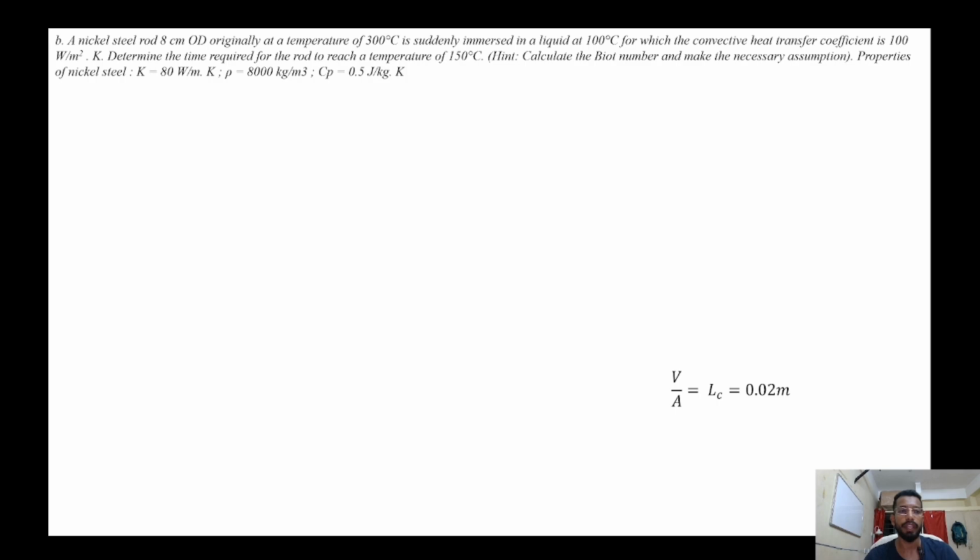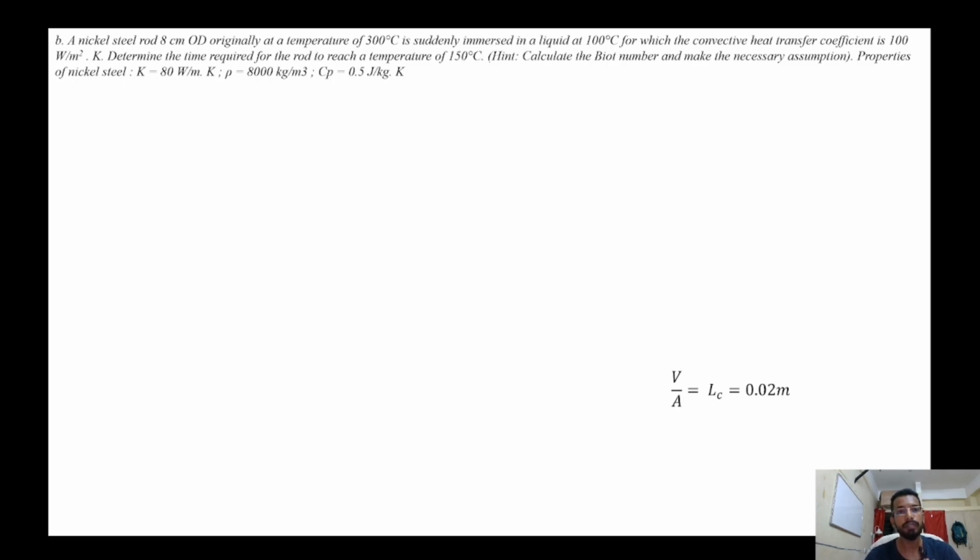A nickel steel rod 8 centimeter outer diameter originally at a temperature of 300 degrees Celsius, so this is the initial temperature of the rod, is suddenly immersed in a liquid at 100 degrees Celsius. This is the atmosphere. Atmosphere is a liquid of 100 degrees Celsius in which the rod is immersed. So TA will be 100 degrees Celsius, for which the convective heat transfer coefficient is 100 watt per meter square Kelvin. Determine the time required for the rod to reach the temperature of 150 degrees Celsius. So we have to calculate the time at which temperature is 150 degrees Celsius. The other values we have.